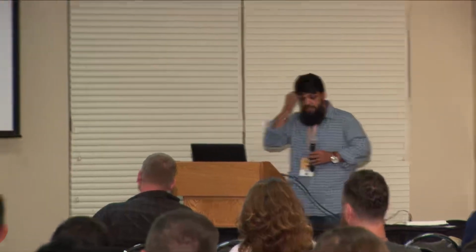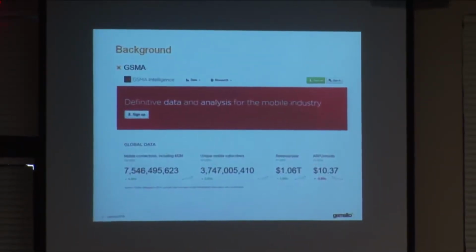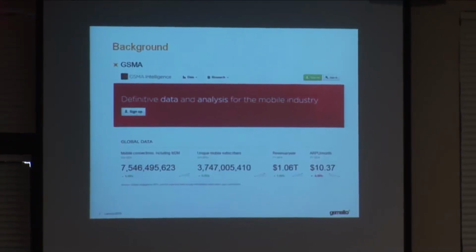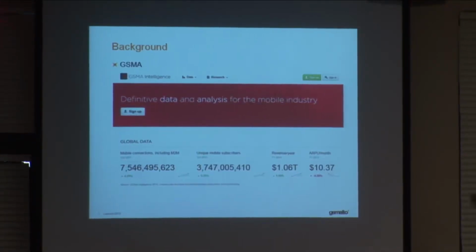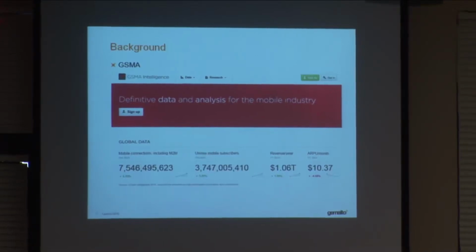So a little bit of background. In this figure, on the left-hand side, is the number of mobile devices, including machine-to-machine, that are connected today in the whole world. You can actually go to this website, which shows real-time data. If you just Google GSMA Intelligence, you can get to this page. So more than 7.5 billion mobile devices. That's more than the human population today. And then the middle one, the important one, is 3.7 billion unique mobile subscribers. That's more than half of the population.